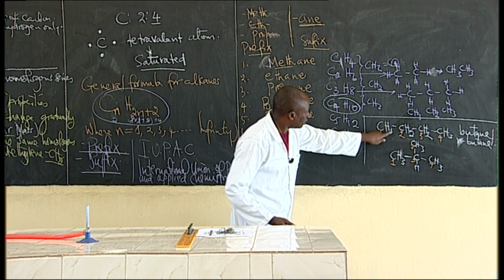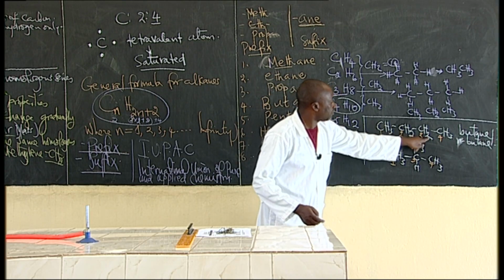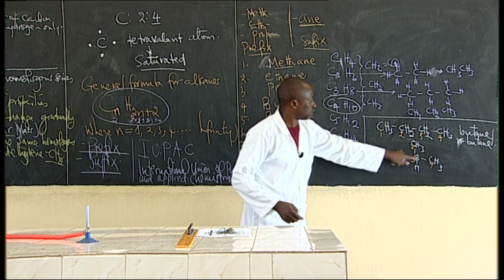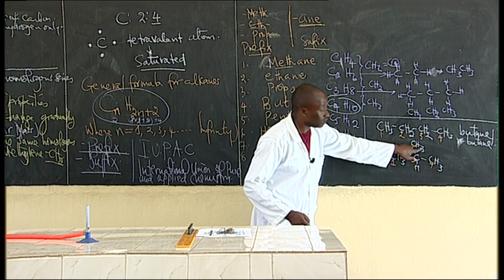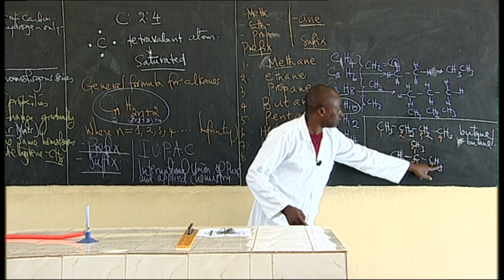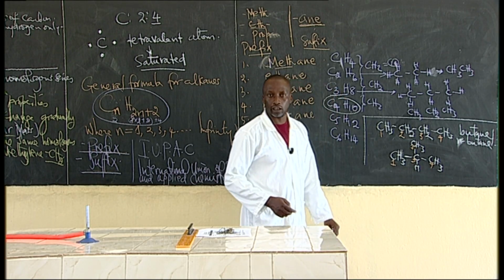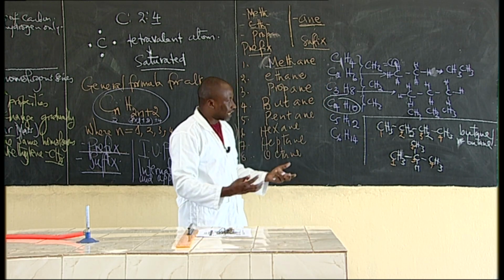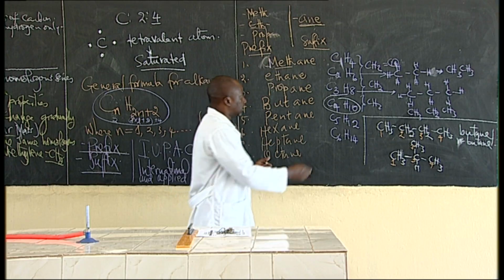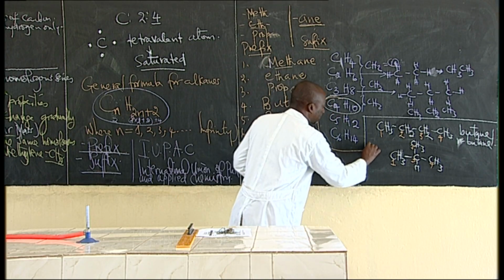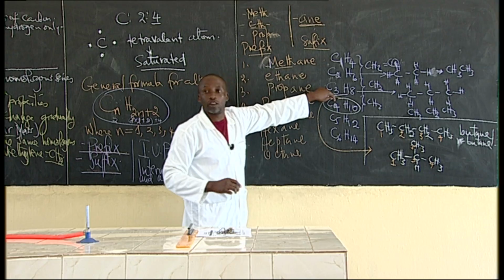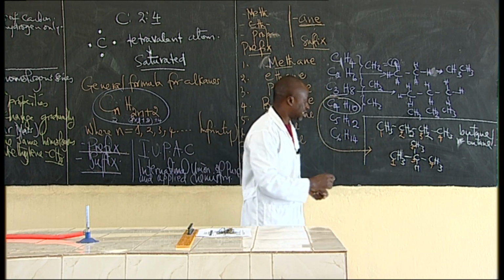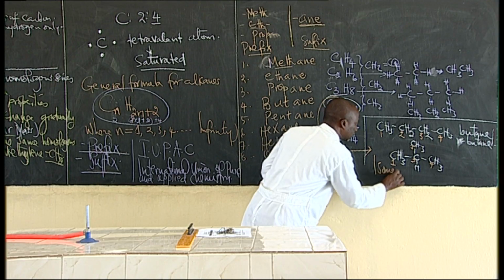How many are they? 3 plus 2, that is 5, that is 7. When you add 3, that is 10. Come back to this one. This is 3 plus 3, that is 6, then 9, plus 1, that is 10. But when you look at them, the way they are represented is different. All of them are obtained from C4H10. These compounds are said to be isomers.